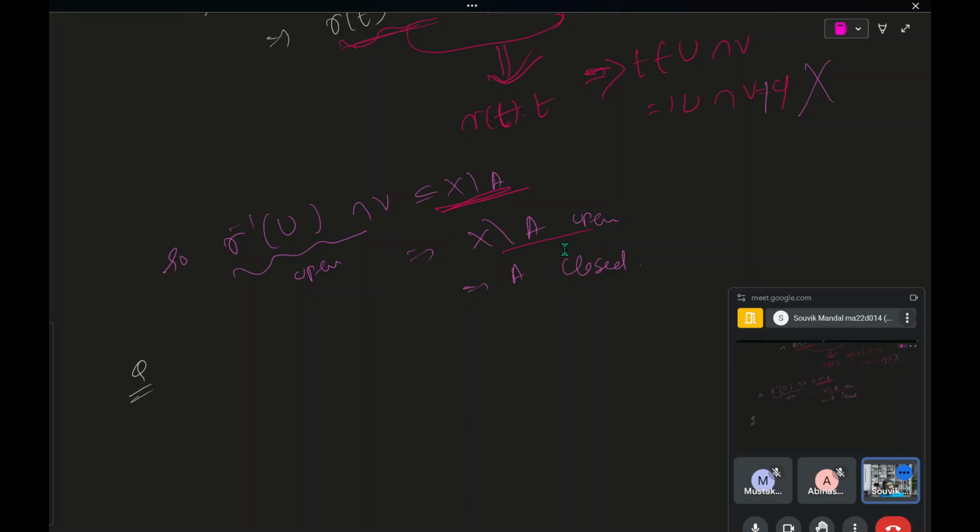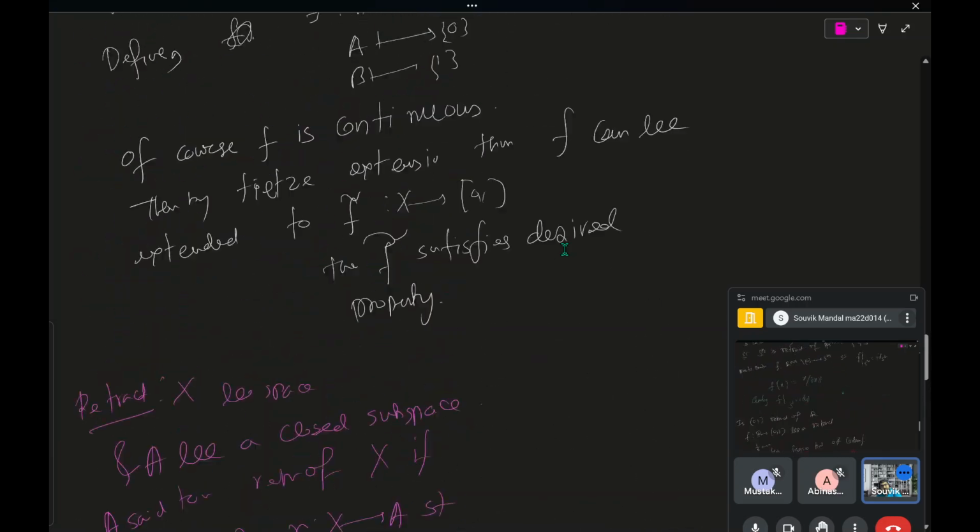So I hope this argument is clear. Abhinash, can you please let me know whether this argument is clear to you or not? Okay, thank you Abhinash for the response. So let's stop here.